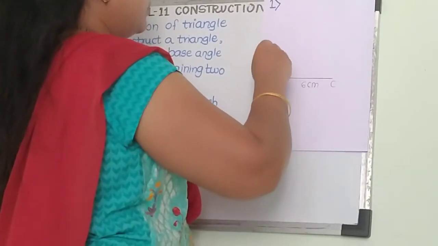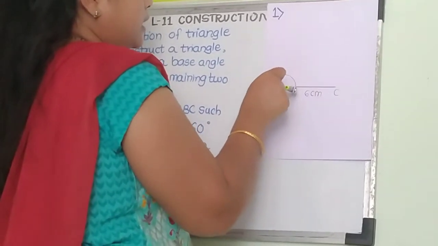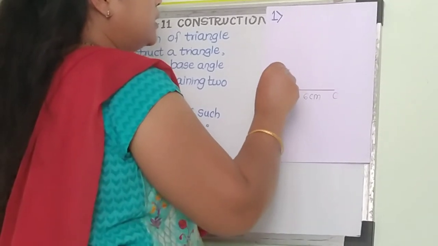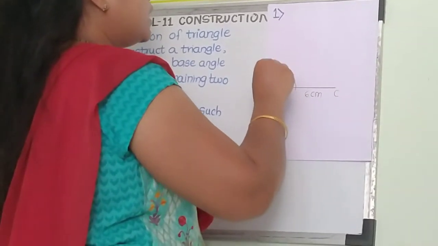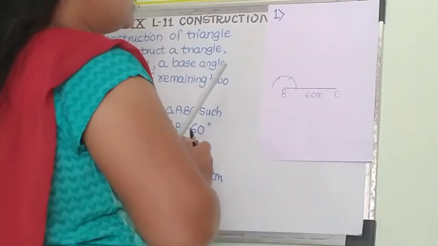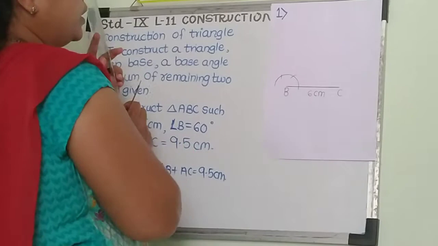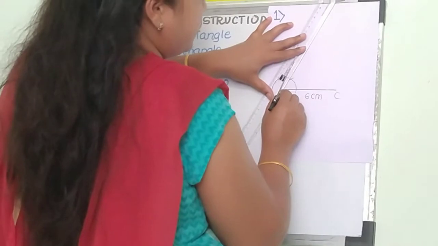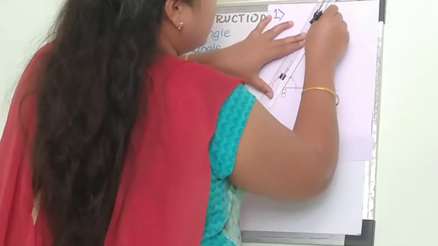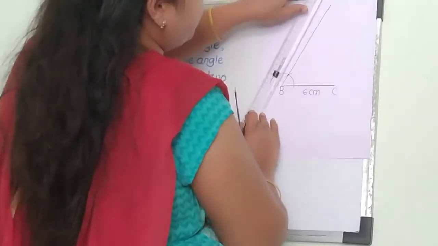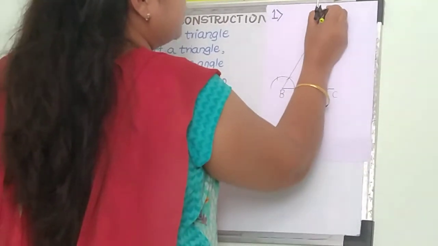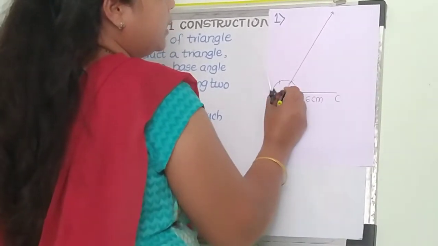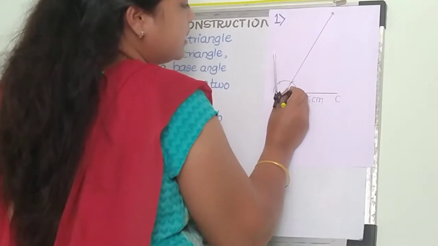For that we have to draw the semicircle. Yesterday we learned that with the same measure we have to mark the arcs on the semicircle. The first arc is of 60 degrees and the second arc is of 120 degrees. Here we are given a 60 degree angle, so from the first arc we draw the ray. So first we drew the base of 6 centimeters, then I drew angle B as 60 degrees.